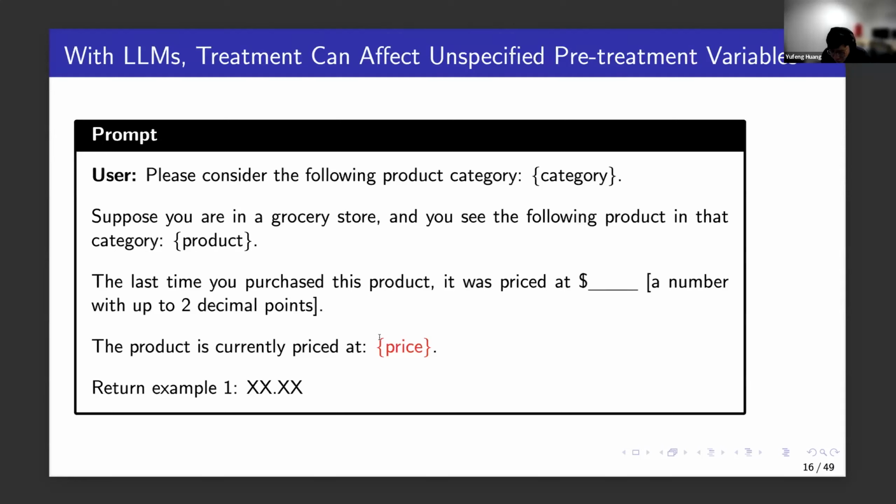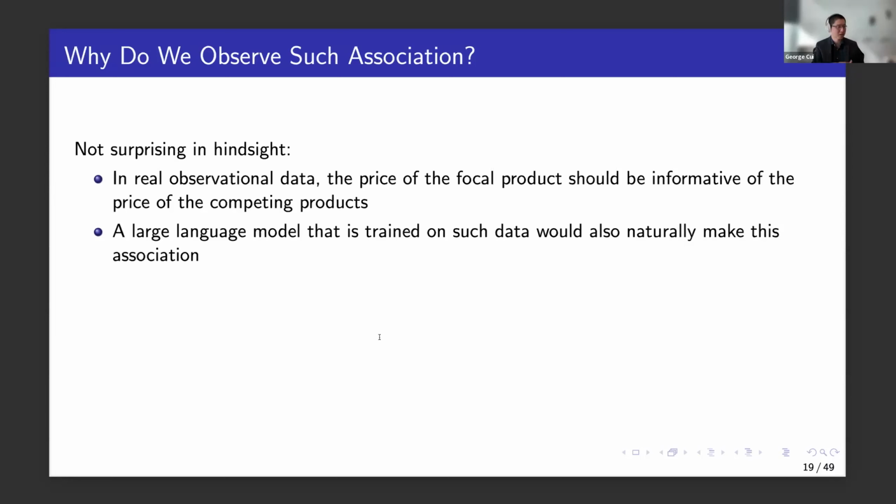Yeah, so that's a great point. I think that's what I want to get to next. So in hindsight, we should expect no association. And that's precisely the challenge here: in real observational data, the price of the focal product should be informative of the price of the competing products as well as the past price in the stores. And if a large language model is trained on such data, then without additional constraints or instructions, it would also naturally make this association, right? Because the large language model is not a causal model, it's a predictive model. It's going to give the best predictions of the competing price and past price given the current price. But from an experiment perspective, if we're interested in using the large language model to simulate scenarios where we change one thing while holding everything else constant, then that becomes problematic.